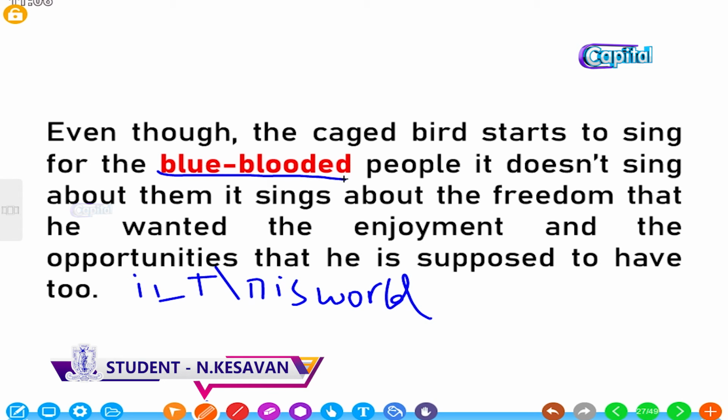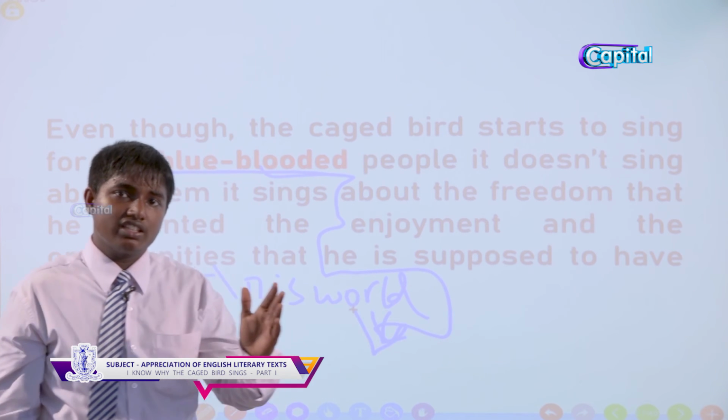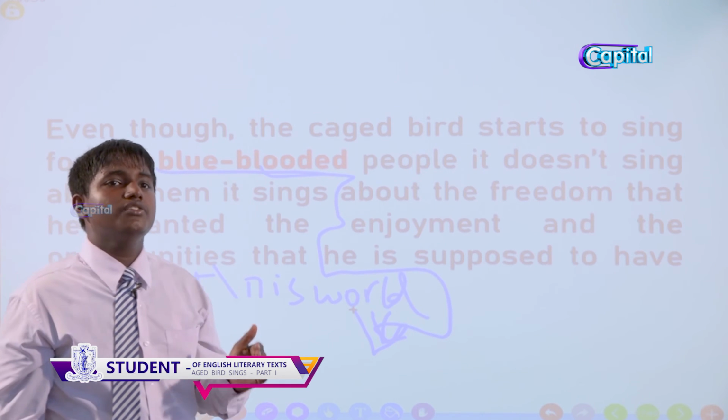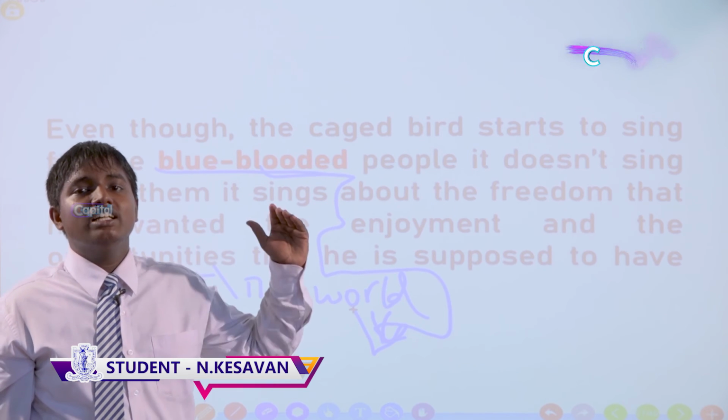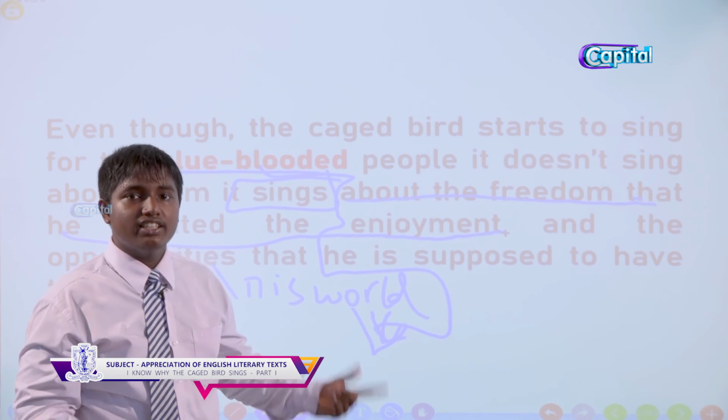Blue-blooded, what does it refer to? Blue-blooded refers to the privileged people, but it's an American term, because if the privileged people come down from generation to generation, instead of saying normal, they were considered as blue-blooded because through the generations they have been powerful. So the blue-blooded people, it doesn't sing about them. It sings about the freedom that he wanted. Even though he is singing for them, he doesn't sing about them. He sings about the freedom and the enjoyment that he is supposed to have in this world too.